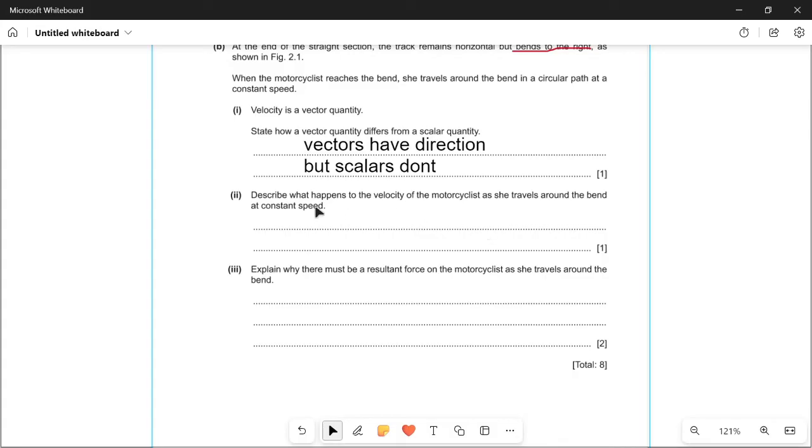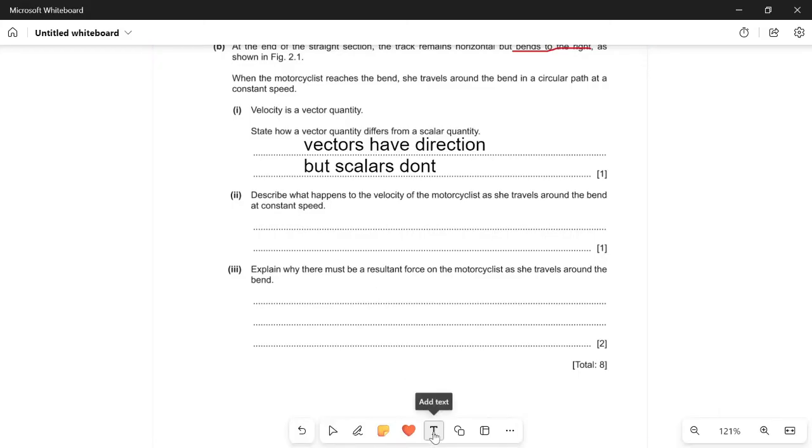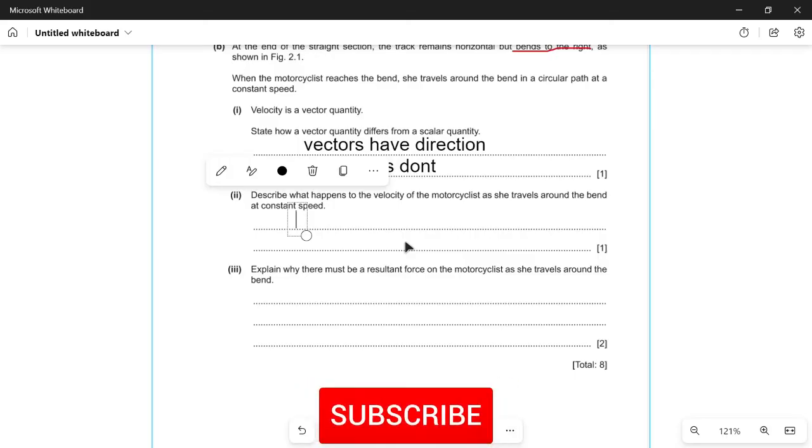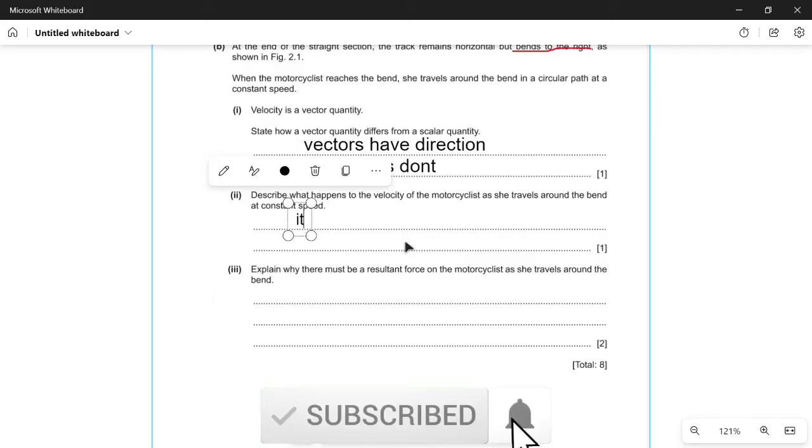Describe what happens to the velocity of the motorcyclist as he travels around the bend at a constant speed. So the velocity changes. Even though the speed does not change, the velocity changes because velocity depends both on the magnitude and on the direction. So when the motorcyclist goes around the bend, the velocity is going to change, but the speed is not going to change because speed does not depend on direction. So the simple explanation would be it changes.